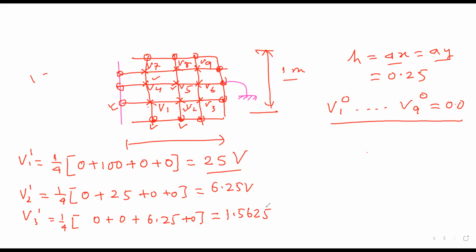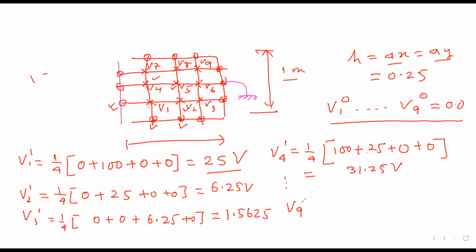Okay. And if you want to calculate your V4, first iteration, it is equal to what? 1 divided by 4. Your one boundary is 100 volt. Your V1 is equal to 25 volt, which you calculated earlier. And your V7 would be equal to 0. And your V5 is also equal to 0 initially, isn't it? No voltage is there. It is equal to what? 31.25 volt. Okay, fine. Can you calculate in this way up to your V9?